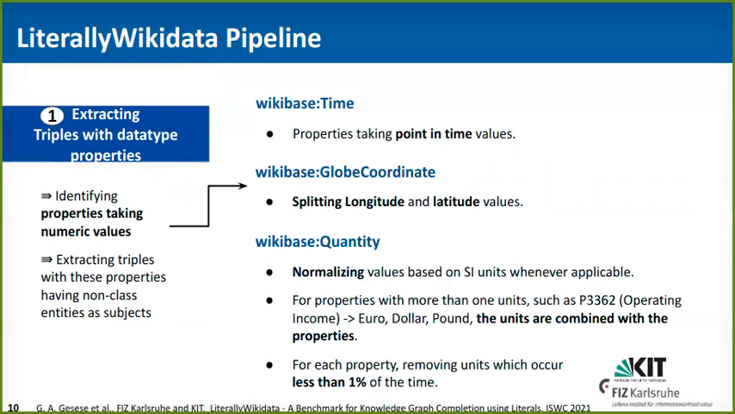The other set of properties taking numeric values are of wikibase type quantity. For example, weight, height, and distance are properties whose values are considered as quantities. These values are normalized to their SI units whenever applicable. If a property takes more than one unit, the units will be added as prefixes to their corresponding property names. Finally, for each property, all those units which occur less than 1% of the time are removed.